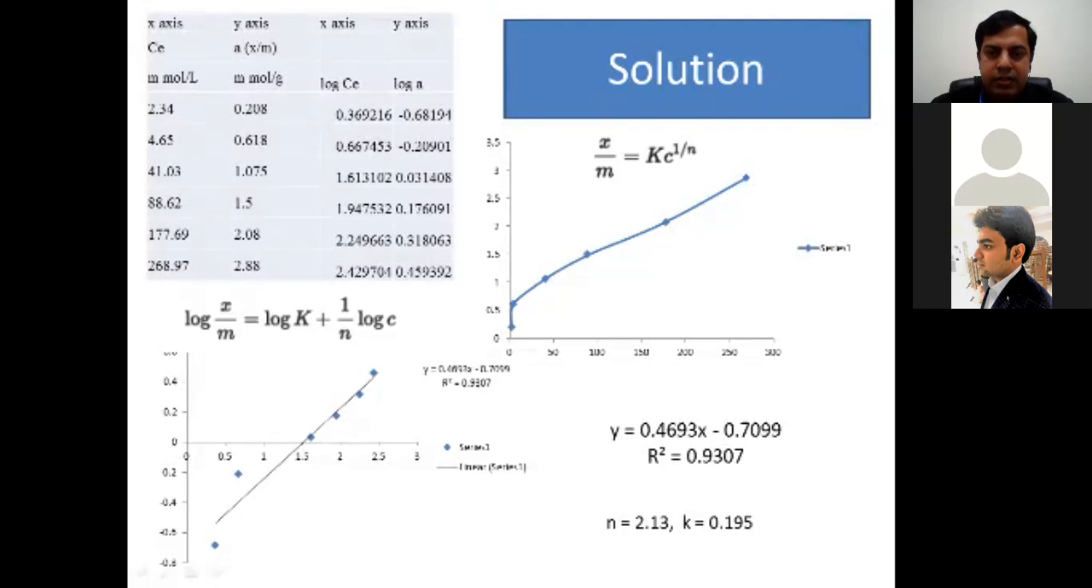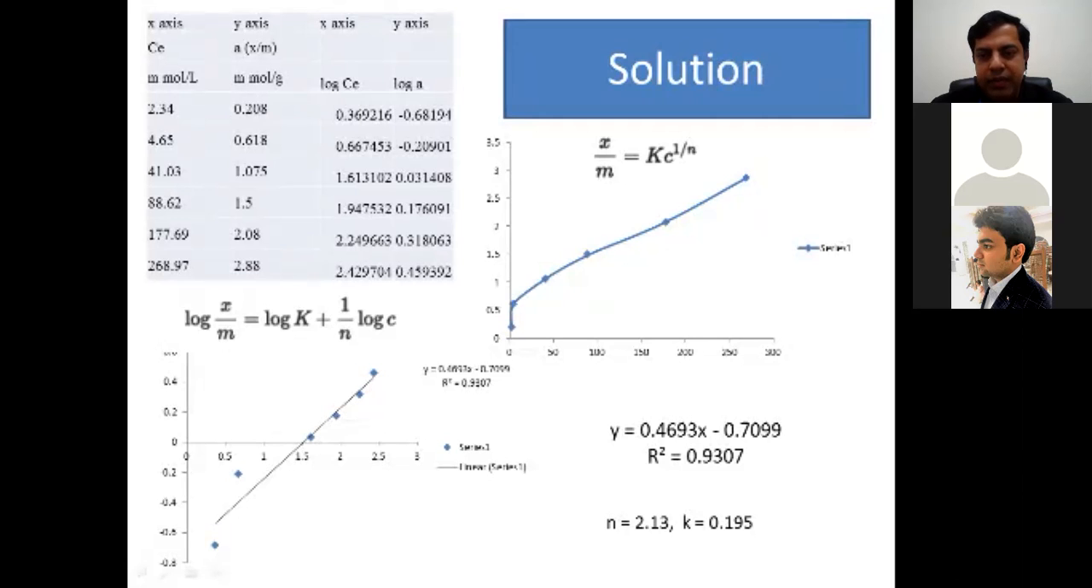So you just reverse this value. That means you have to divide 1 by this value, and which will give you directly the value of n. Now what is left? This is actually the intercept, and the intercept here is minus 0.7099. And log k will be equal to minus 0.7099, and you can take the anti-logarithm of minus 0.7099. This is important. You have to take the anti-logarithm of minus 0.7099.